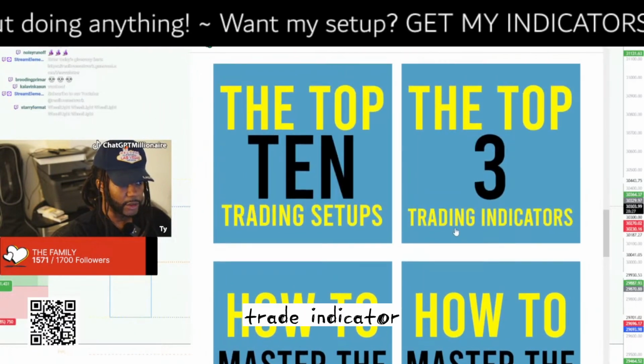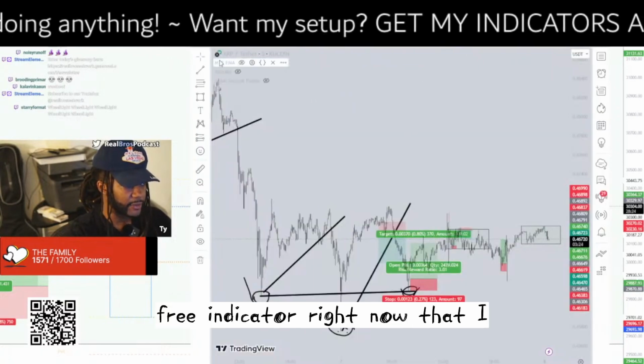Trading indicator, I'm gonna give you guys a free indicator right now that I love.